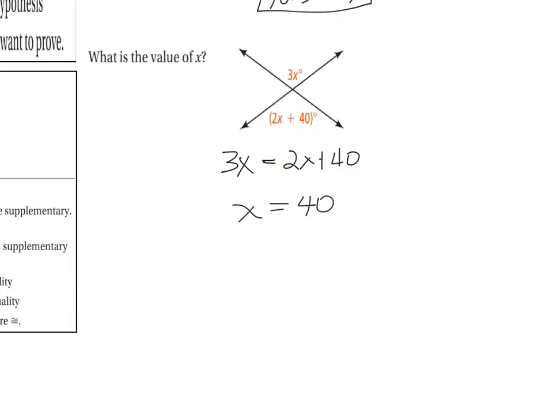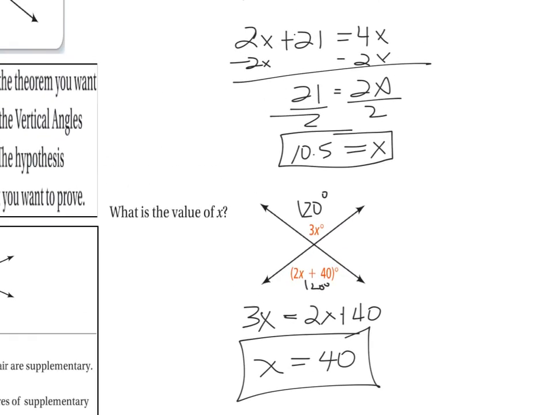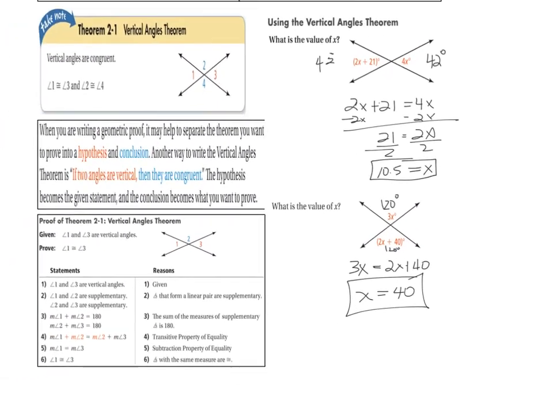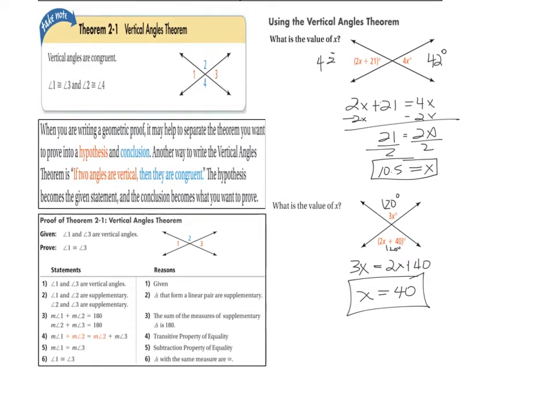Well, 3 times 40 is 120. When I plug it back in, 2 times 40 is 80, and 80 plus 40 is 120, so it matches up. So in this case, my value of x is 40. Okay? So these are just simple examples of using the vertical angles theorem.